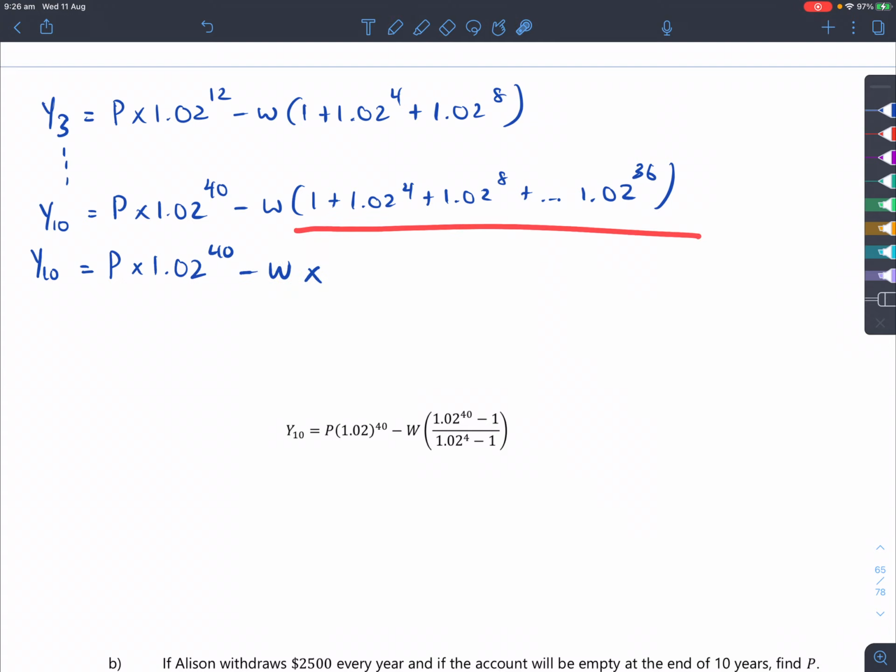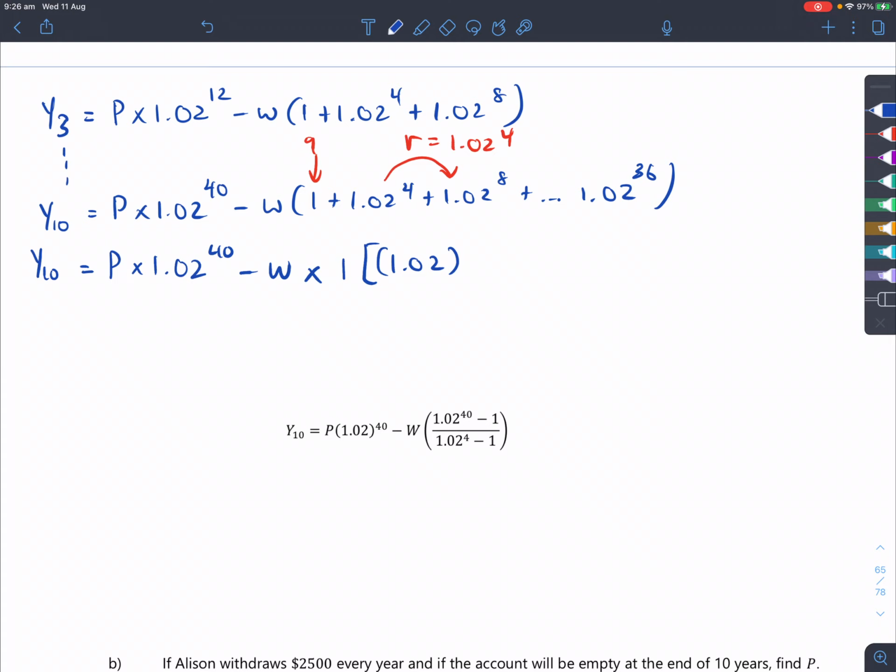And now let's sum this up. So our a value is 1, and the ratio here is 1.02 to the power 4. So we're going to do 1, square bracket, 1.02 raised, this is to the power 4 as a ratio, but it's raised to the power of 10 here, okay? There are 10 terms altogether from beginning to end.